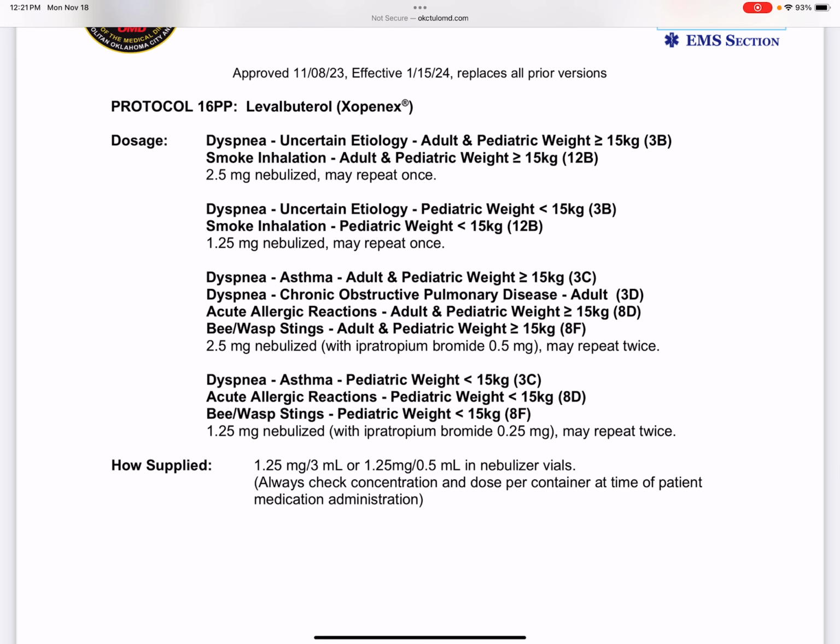For adults, just essentially treat it the same as albuterol. Just make sure you know the packaging is slightly different. And that's it for levalbuterol.